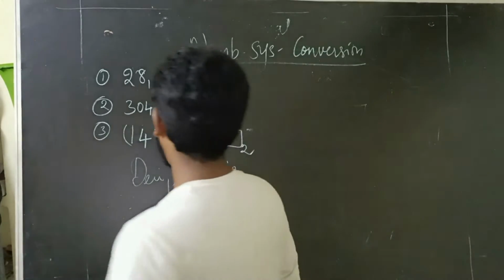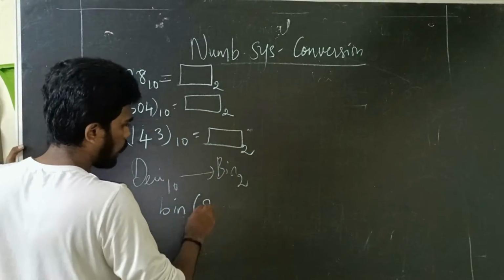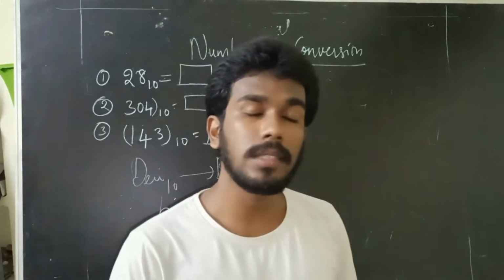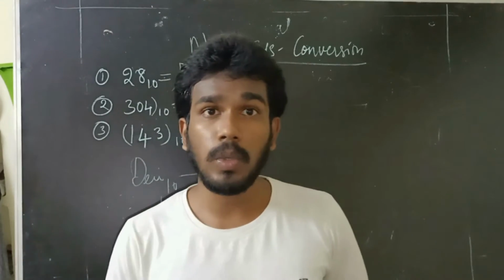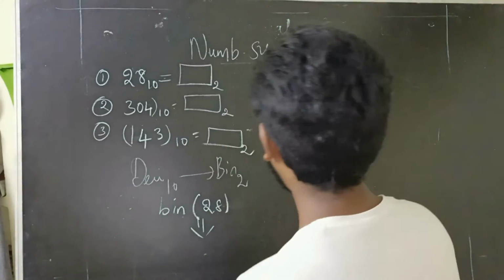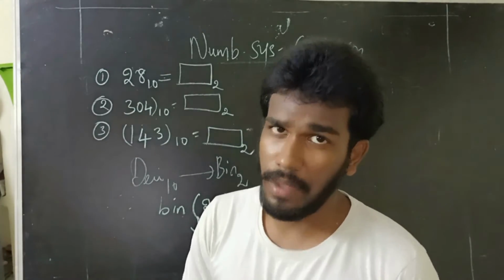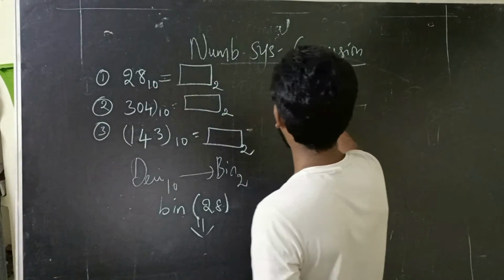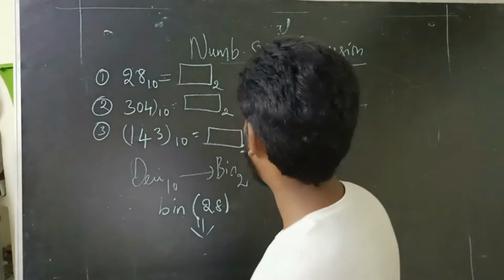Normally, using a standard function, if you write bin of 28, the corresponding binary value is automatically given. But you need to understand what this binary function actually does, so that you can write your own code without using the bin function. Let's see. 28. You have studied the HCF concept. That is the method we need to implement here, the method of HCF.